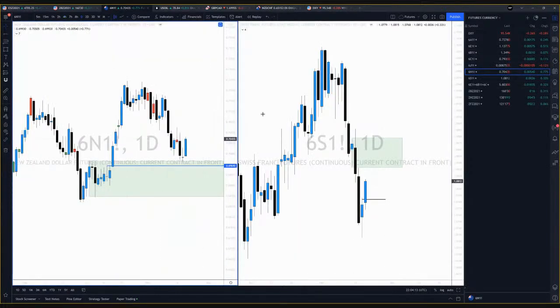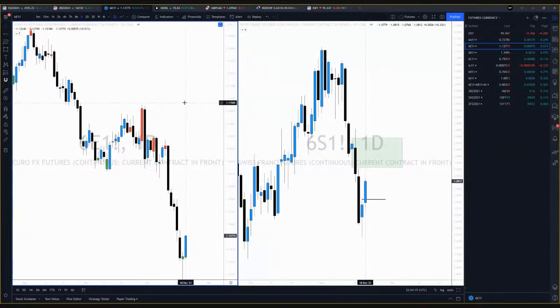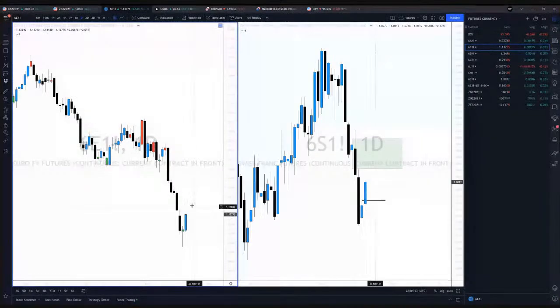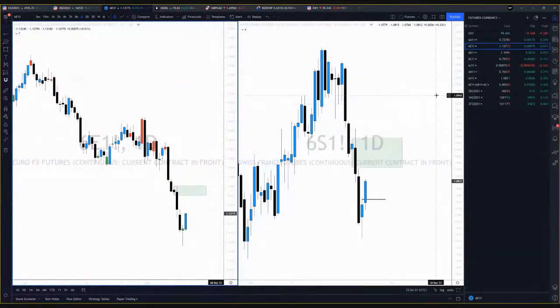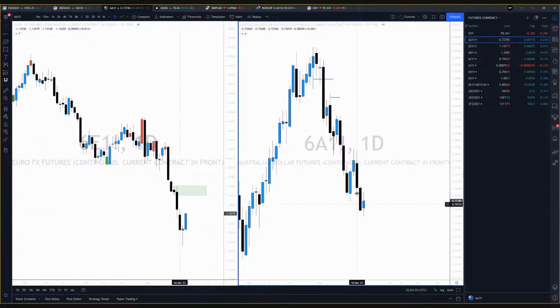Let's go comparing. Let's look at euro. Euro is also showing some strength, and euro still has room to the upside. I like it because I'm long on the pound. Euro Aussie, I'm long on euro Aussie. Let's see. There you go.